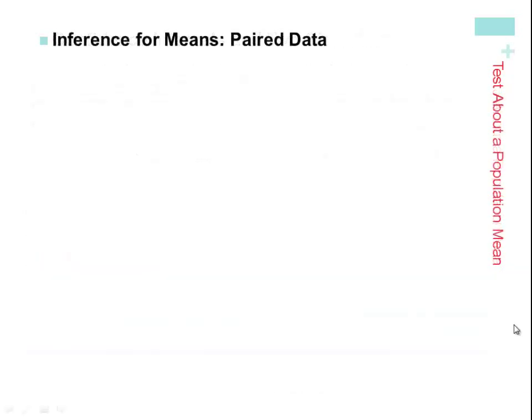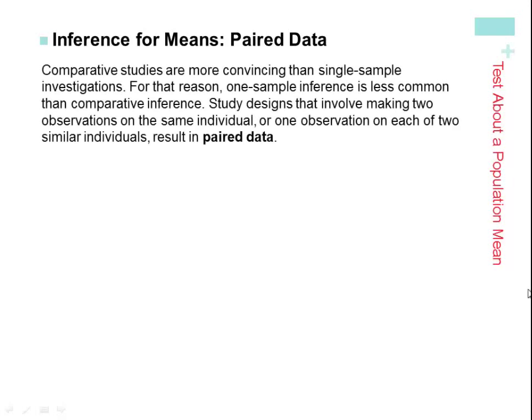Now we're going to take a look at another method of finding an inference for means, and this time we're going to be looking at something called paired data. An example of this would be possibly taking a pre-test and a post-test and trying to compare the difference between the two. Comparative studies are more convincing than single sample investigations. For that reason, one sample inference is less common than comparative inference.